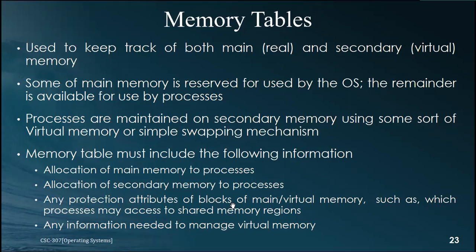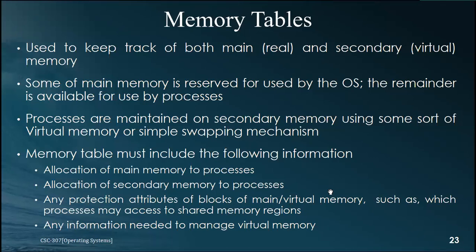Any protection attributes of blocks, so whether that memory is free for all, or it can be shared, or it's very personal. For example, if I talk about the memory of YouTube, the videos on YouTube, you will see that there are 3 types of video. One is public, that you can just search and see. That type of memory is available to everyone. There is no protection given. Another is private, which means only you can see it. And unlisted means you can see it only if you have the link. And also any information needed to manage virtual memory.